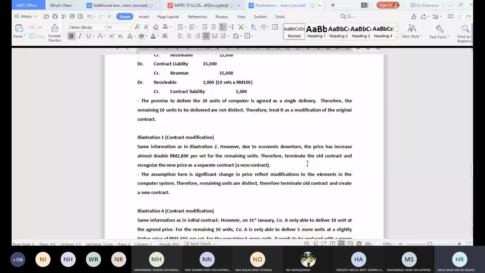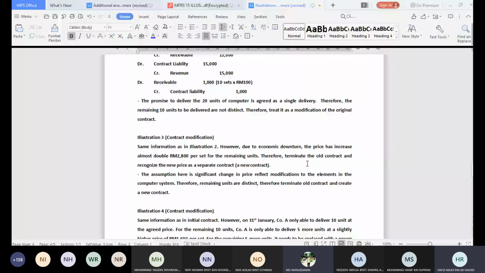Sir, can I ask? I'm a little bit confused. So if the product is distinct and the price does not reflect the standalone price, then we cannot modify the contract, right, sir? We have to terminate that contract and create a new contract, right? Is that right, sir?